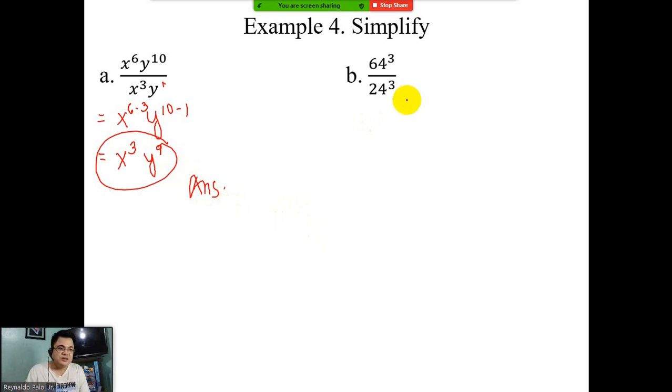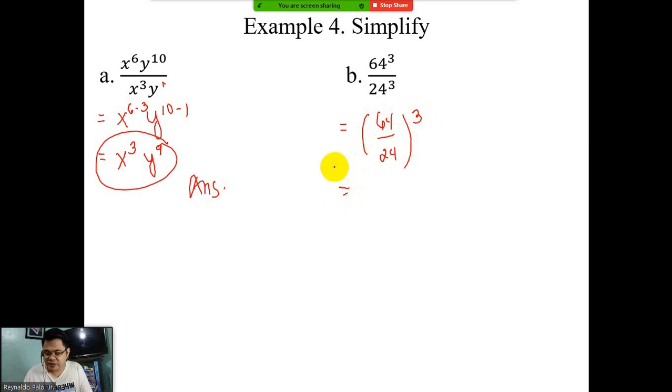Then here, we will be applying the quotient law. So as you can see, the exponent of the numerator is the same as the exponent of the denominator. For us to simplify this easily, we can move out or factor out 3. So we will be having 64 over 24, raised to the power of 3. So you can already simplify 64 over 24.